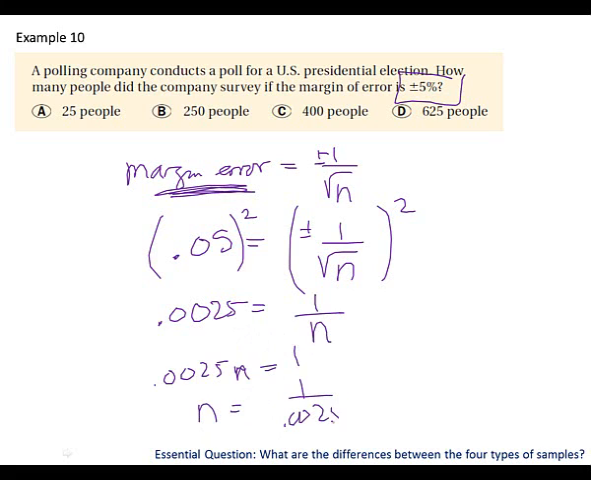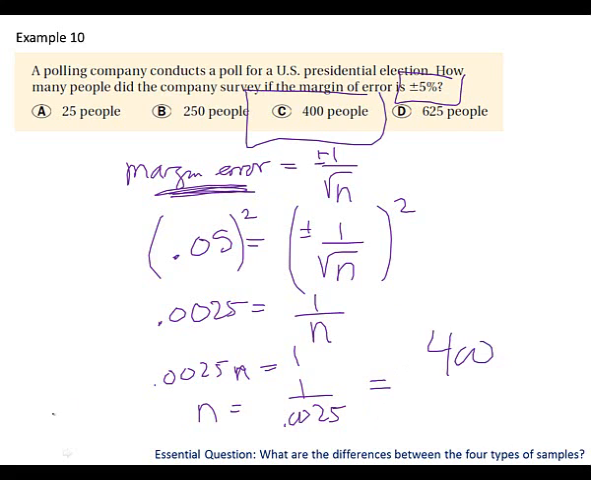So in your calculator right now, put in 1 divided by 0.0025 and tell me how many people were surveyed. 400. 400 people were surveyed. So do you see how we used the formula backwards on that one? Yeah. They gave us the percent. We had to figure out the total number of people surveyed.